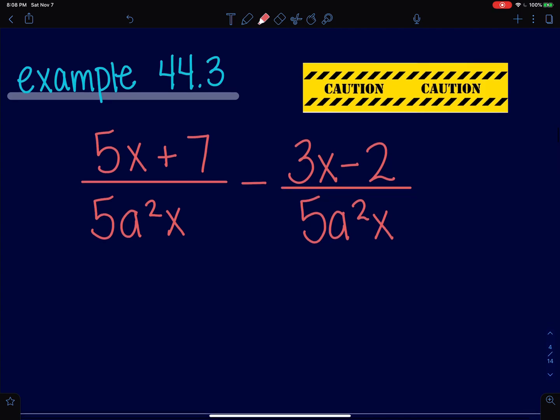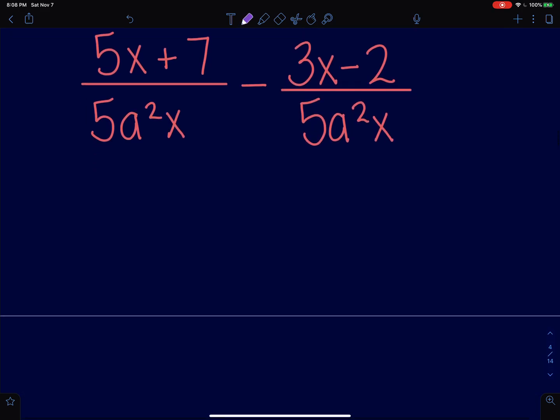What about 44.3? Here I put a caution sign here because I want you to be aware of this negative sign. So when we add the numerators, you got to be aware of this because this is really going to mess things up. And this is how you're going to get questions wrong, and I'm going to make you do them over again. So be very cautious of that. Now, we do see again that we have equal denominators, at least they are the same.